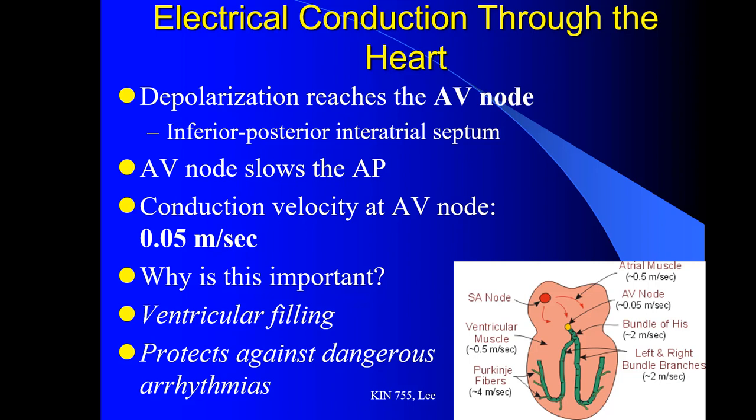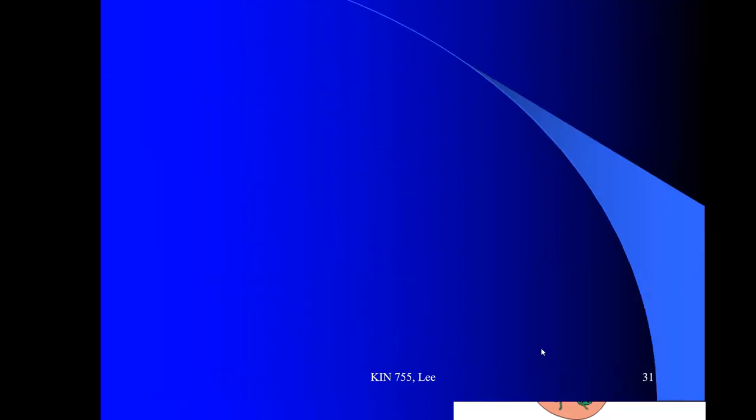Also, as a side note, it does protect against dangerous arrhythmias. So by kind of slowing the action potential here, it does kind of prevent the ventricles from going into an abnormal rhythm. So instead of giving them too much electricity at one point in time, it kind of slows it down so they gradually get it.